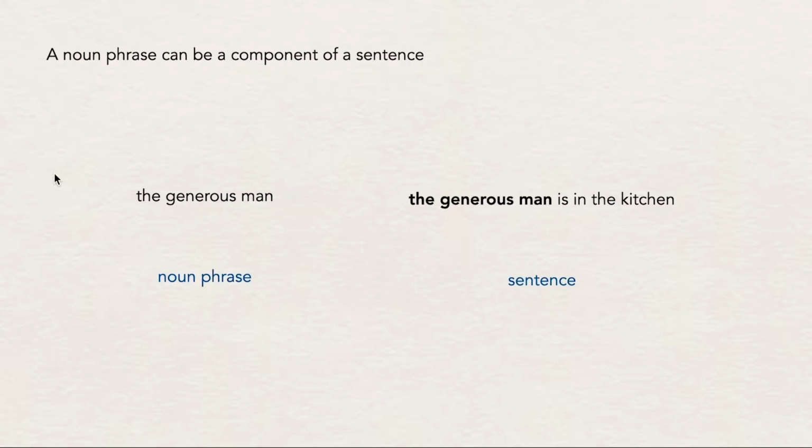So that said, a noun phrase can be a component of a sentence. You can add a noun phrase into a sentence. So again, here's our noun phrase. And if we wanted to add it into the sentence, it's nice to use them because it makes our sentences nice and detailed. We'd say, the generous man is in the kitchen. And again, I can put the full stop there because I've got is in the kitchen, which finishes off the idea. It sounds really basic at this point, but these fundamentals are really important.